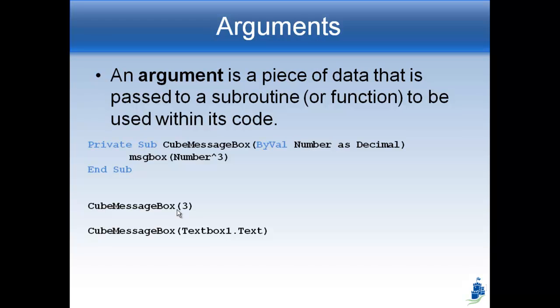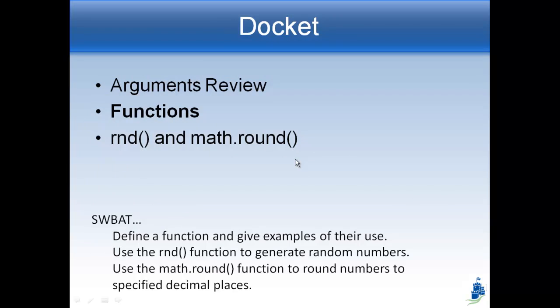I could say CubeMessageBox of some other piece of data, that's something in a text box. I can say CubeMessageBox of some variable that I have. No matter what data I pass to the CubeMessageBox, it will call it number and cube it and spit it out. And that's all there is to it. You're passing this information, whether it's 3, whether it's something from a text box or from a variable. You pass it into this subroutine, and then it cubes it and spits it out in the message box. Okay, so we're just passing information. That's what an argument does.